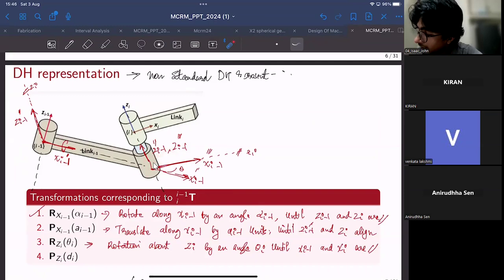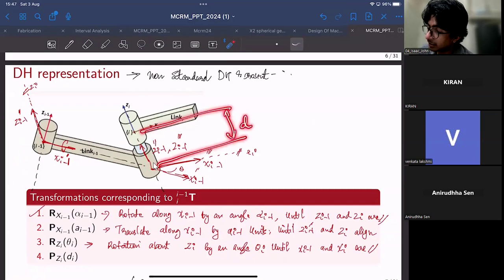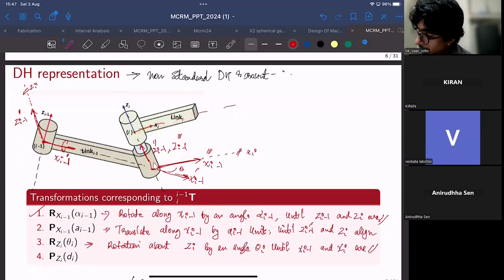So now z_{i-1} and x_{i-1} are like this. z_{i-1} is aligned along z_i. x_{i-1} is also aligned parallel to x_i. Now there is one more final translation. You need one more transformation. You need to translate by this much amount. So this is basically an offset between these two frames. If I call this offset D, I'll label this as D.